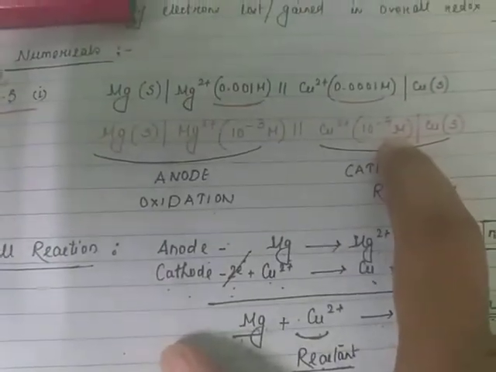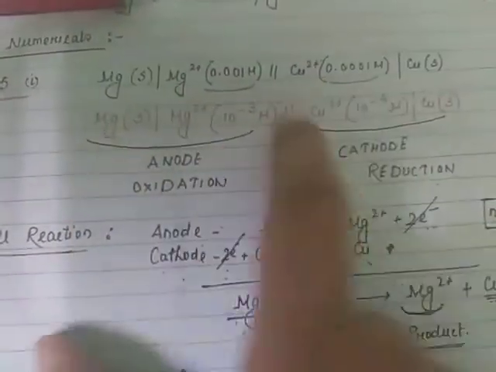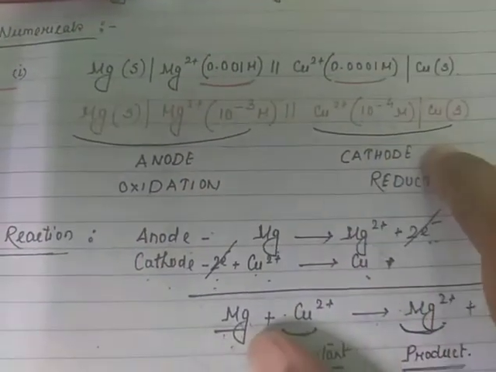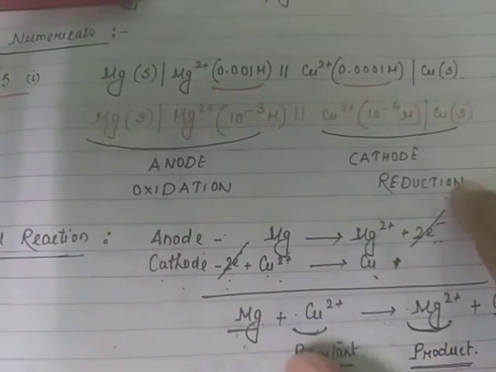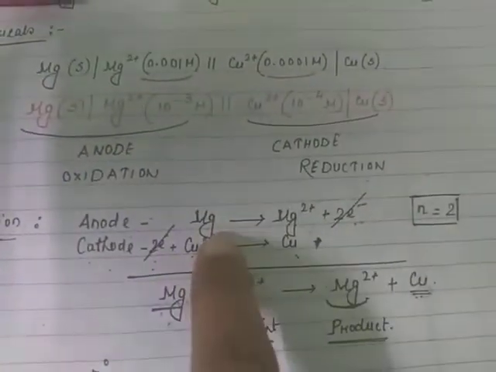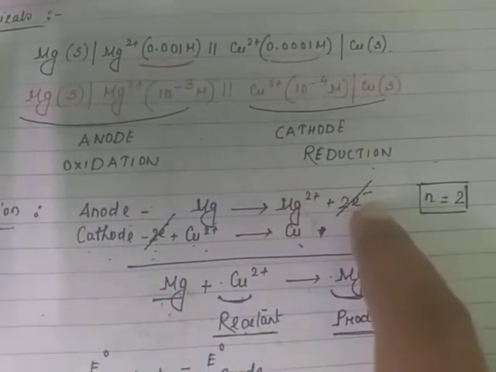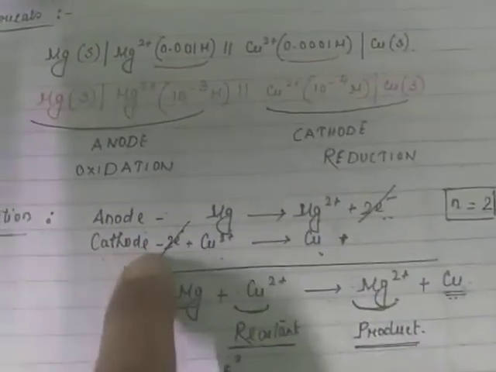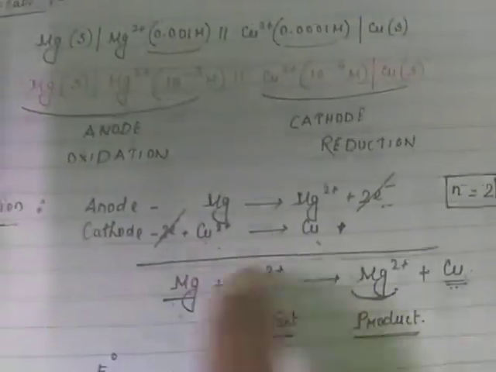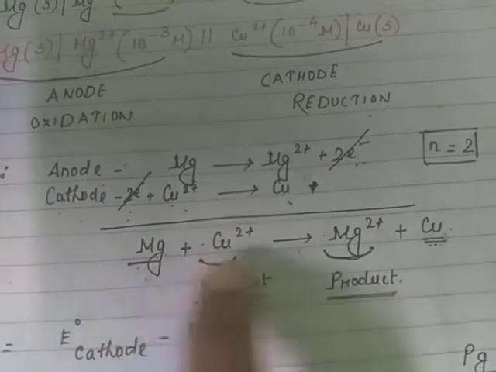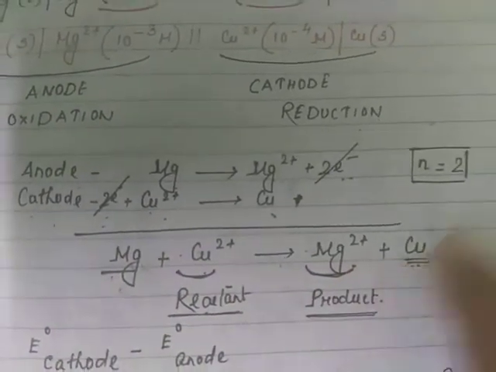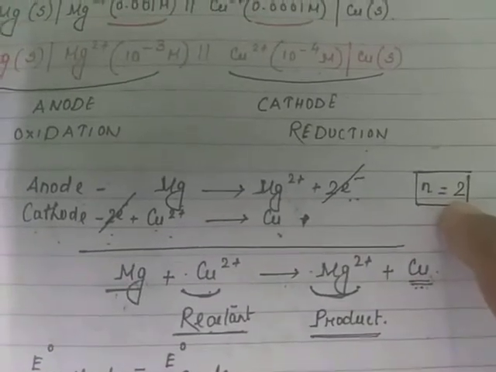Now, as we know, in the cell potential, the left side is the anode, where oxidation occurs, and the right side is the cathode, where reduction occurs. So the overall cell reaction comes as: at the anode Mg changes to Mg2 plus plus 2 electrons, and at the cathode copper ion accepts 2 electrons and changes to copper. So the overall reaction is Mg plus Cu2 plus gives Mg2 plus and copper. The number of electrons used is 2.